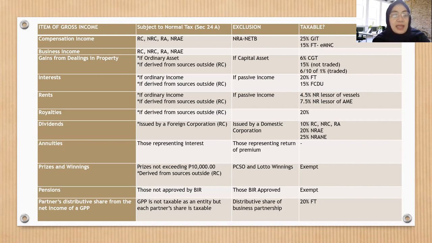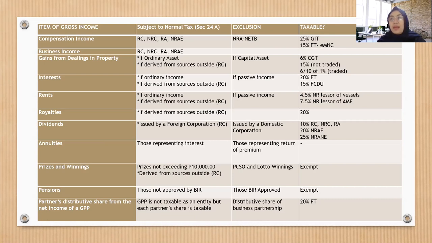For resident citizens class, okay, so this is a very important rule, ha? This is also a very important rule. All sources received outside the Philippines will be subject to normal tax. So, strictly speaking, if a resident citizen, like for example, ako, I'm a resident citizen, but I have investment from abroad. No? I sold a house in the US that's under my name. So that's a gain in the dealings in property. That gain that I realized is technically a capital asset gain, right? But since it is outside the Philippines, the BIR cannot tax that. Philippine jurisdiction cannot tax that. Thus, I have to include it in my income tax return.